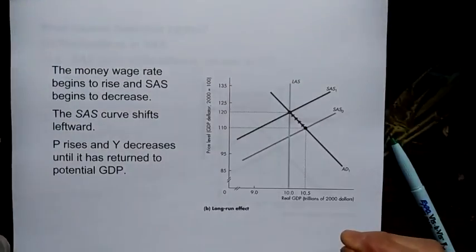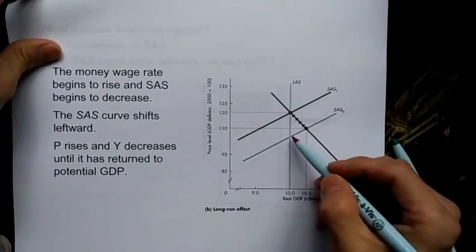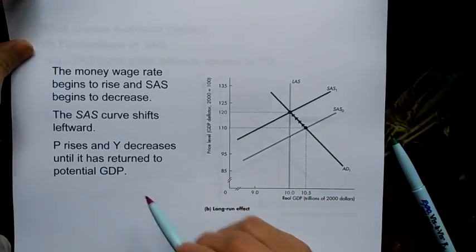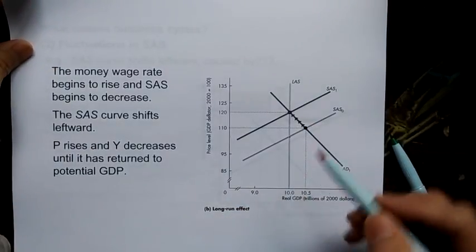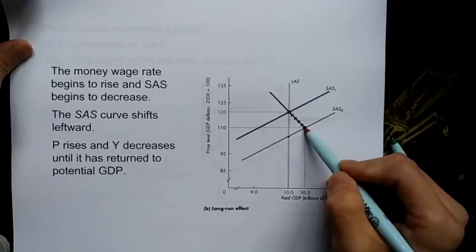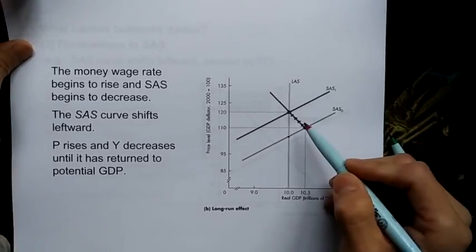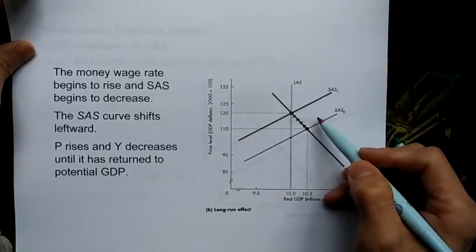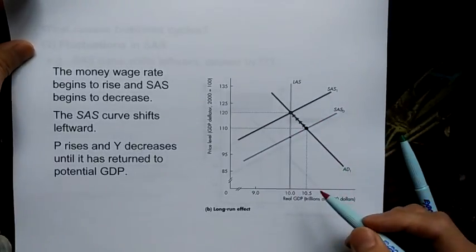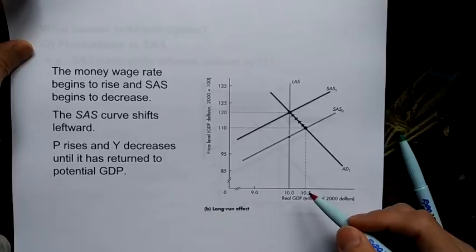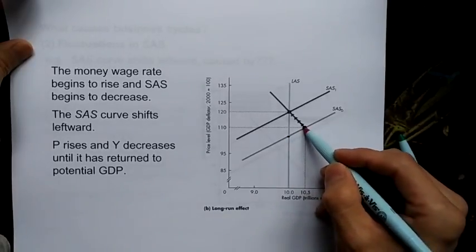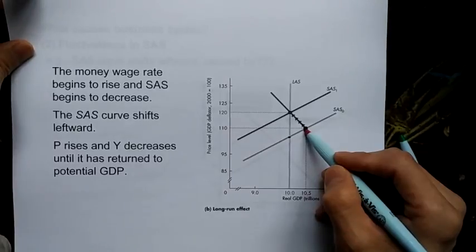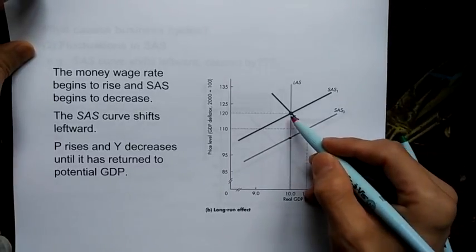Why? Because when price level is higher, okay, I'm going to say this 100 times in this class. When price level is higher, workers renegotiate their wages, therefore short-run aggregate supply curve shift to the left. Let me say it again. When price level increases, workers renegotiate their wages, short-run aggregate supply curve shift to the left.